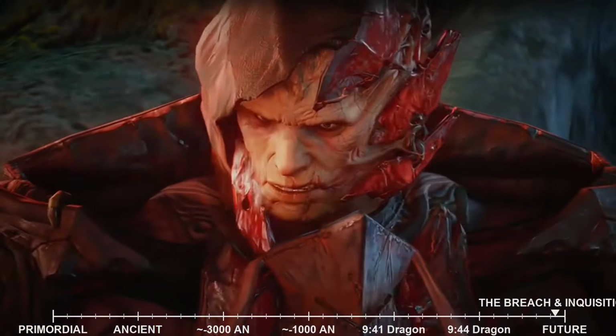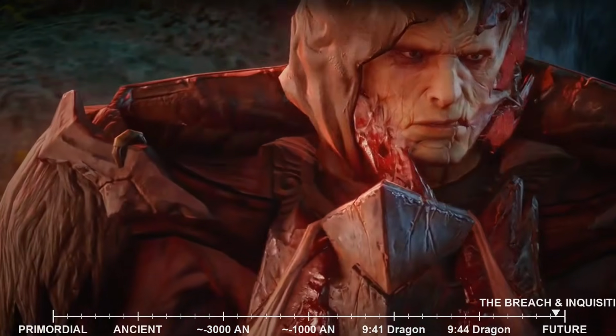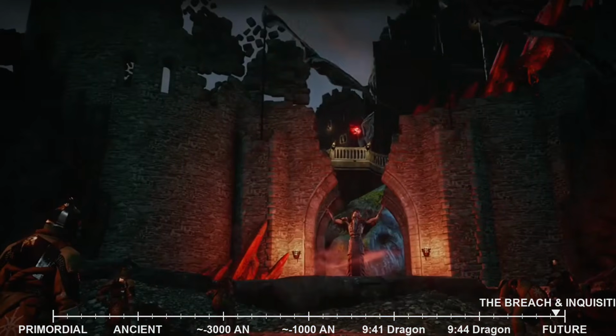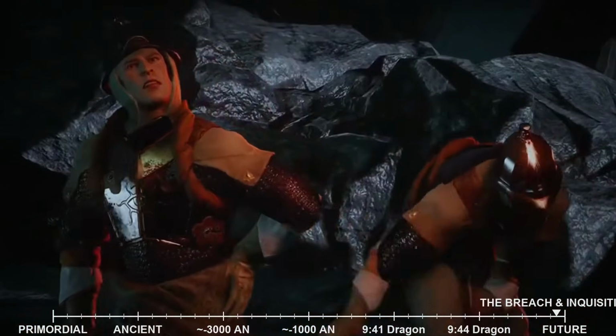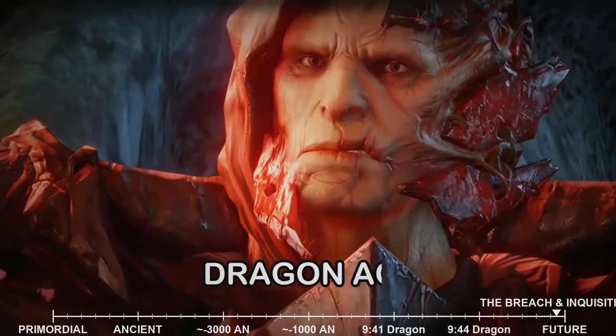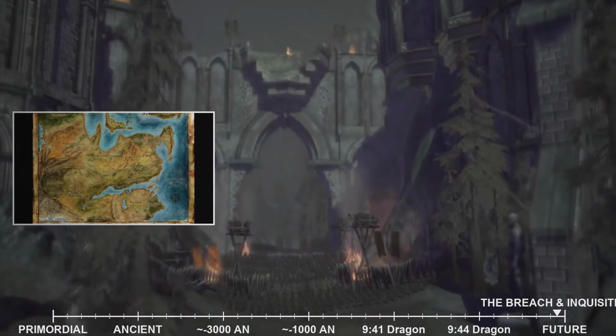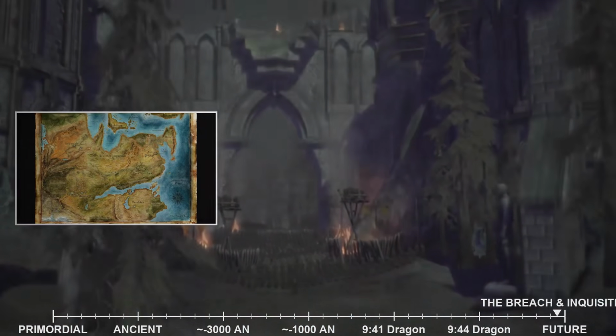Following the tumultuous events of the Inquisition, as the world grappled with the fallout from Corypheus's defeat and the shocking revelation of Solas's true identity, the timeline progresses into the year 944 Dragon. This period, known as the Dragon Age, sees the various nations of Thedas attempting to stabilize, while beneath the surface, new threats begin to coalesce.